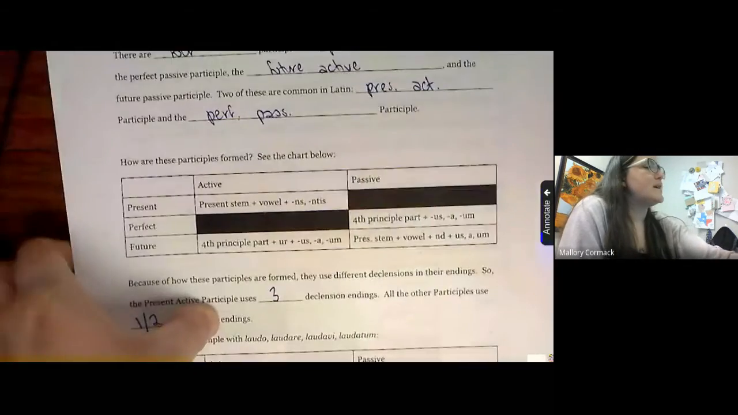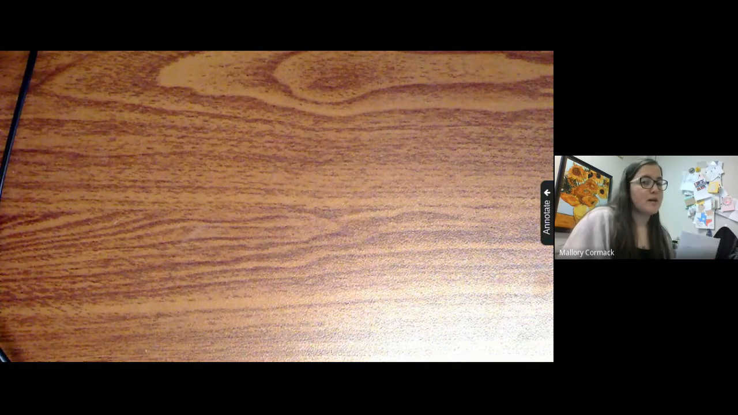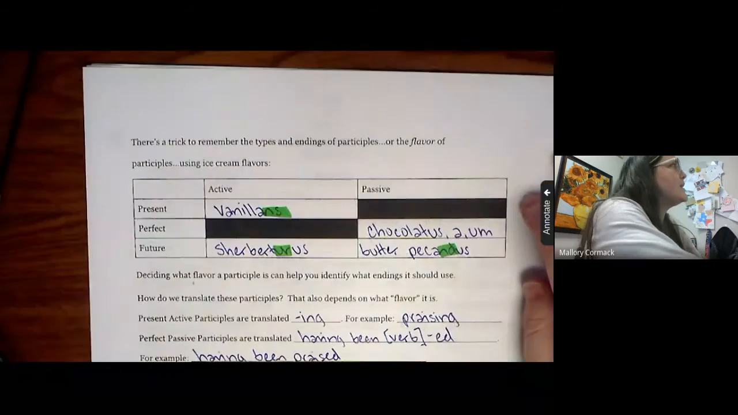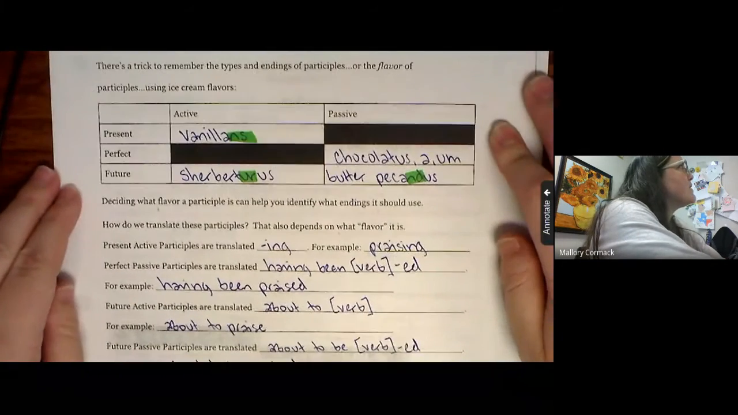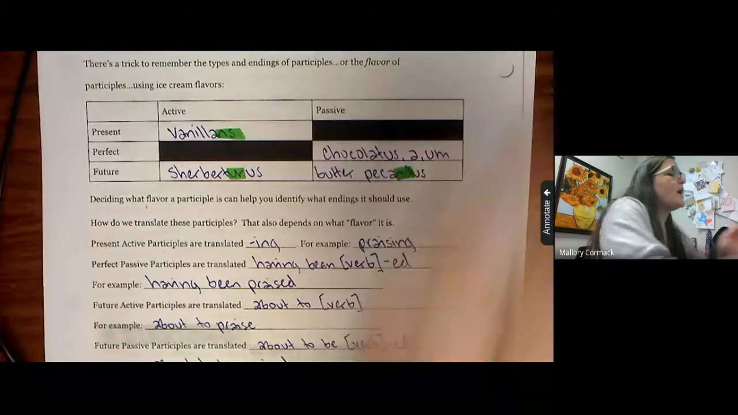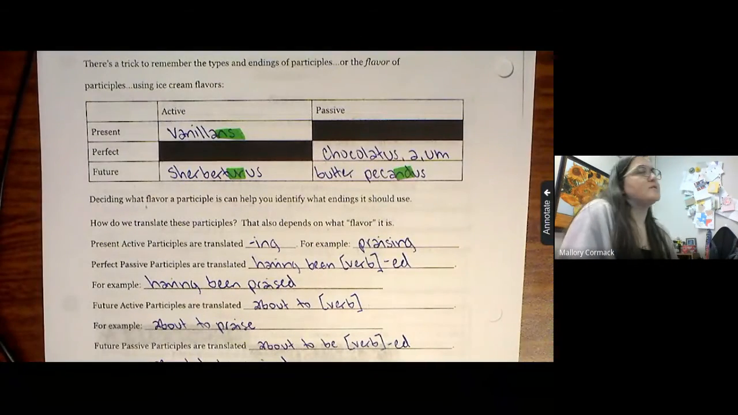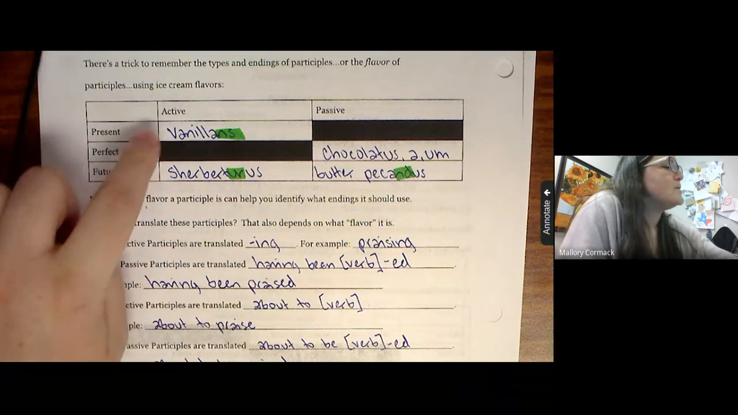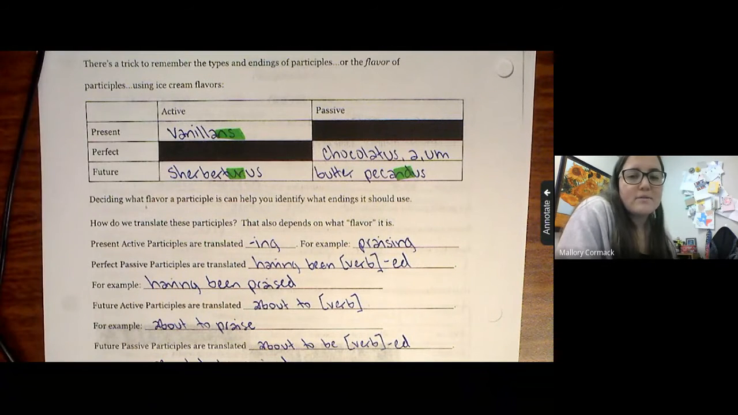Now, if all of this is a bit much and you're not really sure about it, well, luckily for you, I have a trick to help you. I like to deal with the ice cream flavors of participles. We have ice cream flavors for each of our participles to help us remember. We start with our present active. Now, our present active participle, it's a bit of a normal participle, right?